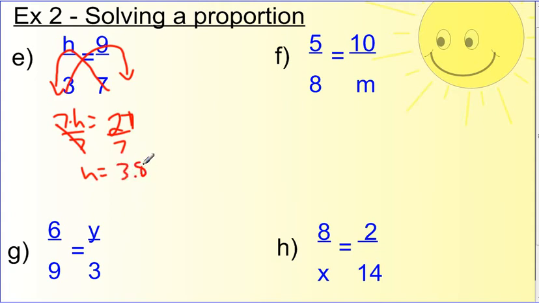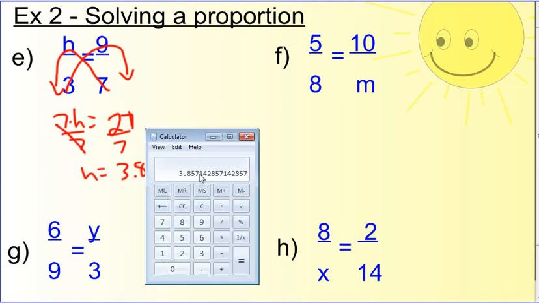3.86. And the reason why we're calling it 86 is we're going to round the 5. So the 5 goes up to 6 because of the 7 next to it.